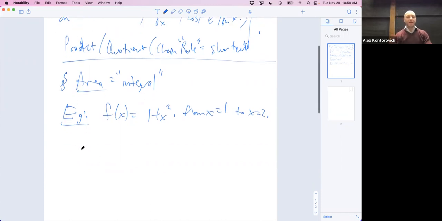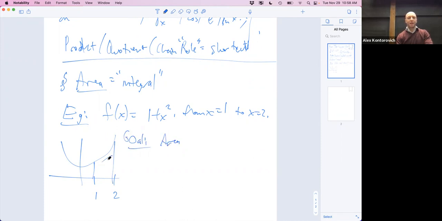So let's think about what that means. X squared would be down here, so 1 plus that just raises us up by 1. And I go from 1 to 2, from 1 to 2. So I want to understand, our goal is this area. To figure out what this area is.